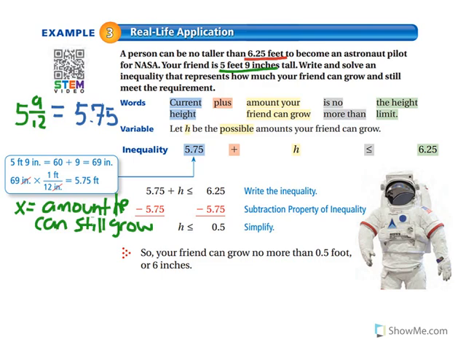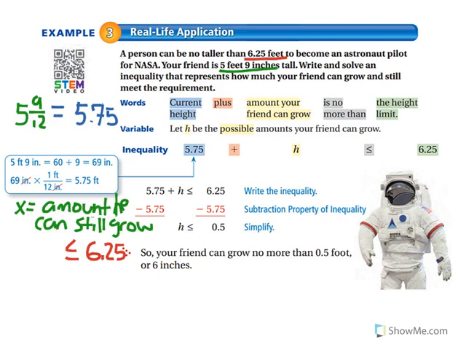Well, we know that you can be no taller than 6.25. So 6.25 is my constant over here. And no taller than means it can be the same, but it cannot be taller. That means it's going to be less than or equal to. It can be less than 6.25 feet. It can't be more, but it could be the same. That's why it's less than or equal to.